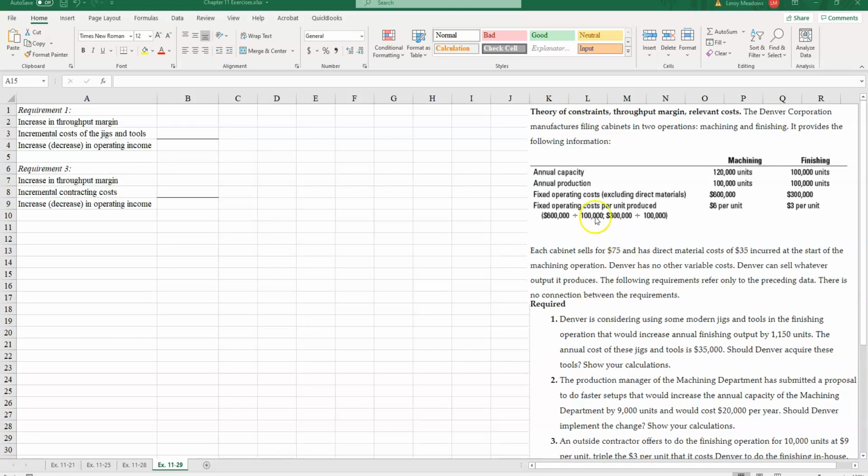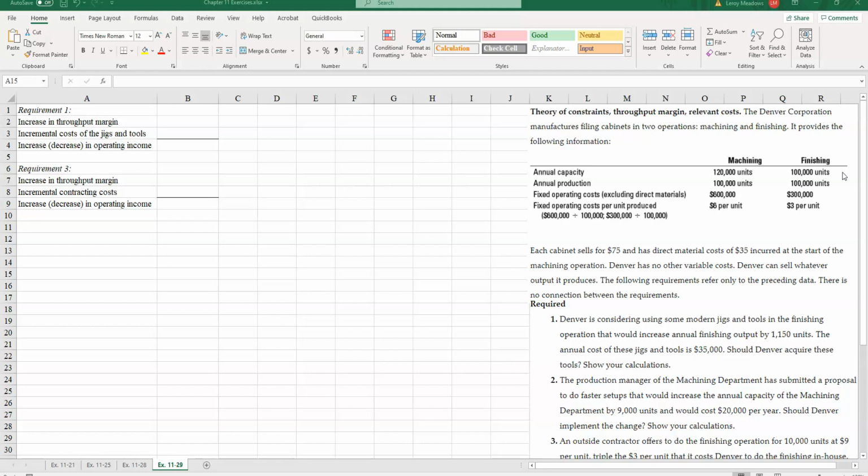So let's take a look here and just analyze this information before we jump in. Now we see there are two departments here, the machining and the finishing department. What is the annual capacity of each department? We have 120,000 units that can be produced in the machining department, but we can only have 100,000 units enter the finishing department. So what are we looking at here? Well, the finishing department is what we would consider our bottleneck operation.